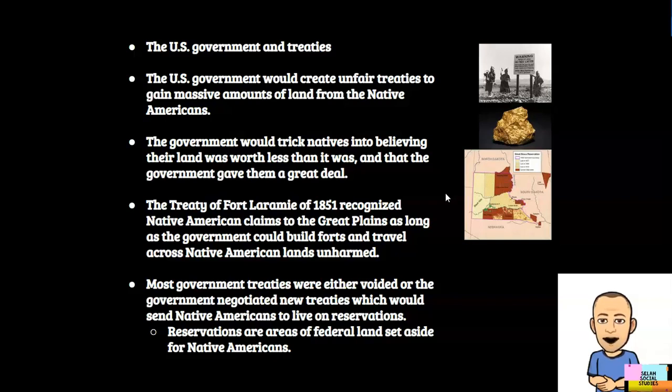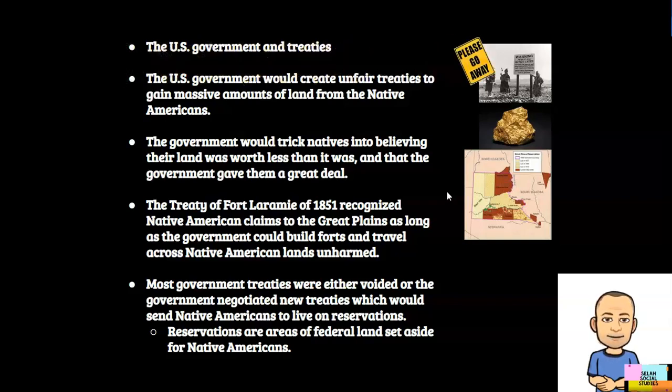In 1851, the Treaty of Fort Laramie recognized Native American lands in the Great Plains. So in 1851, the United States says, hey, you Native Americans have claim to the Great Plains. The only thing that the U.S. government wanted to do on that land is it said, hey, you get the plains, and the U.S. government can build forts and travel across these Native American lands without being attacked. So that was the original deal between the United States government and the Great Plains tribes. However, that was only temporary until the discovery of gold out in the Black Hills.